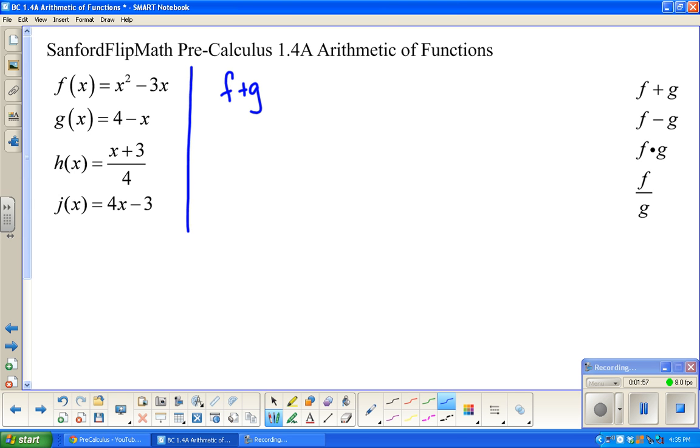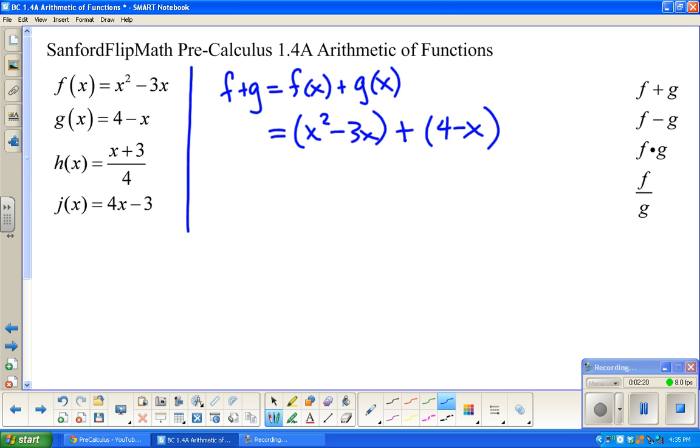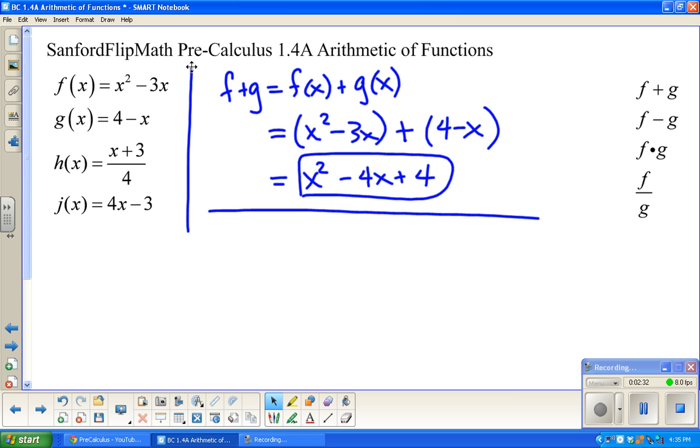So, for instance, f plus g, according to that notation from the book, is just f of x plus g of x, and you're almost never going to see me write that. All we're going to say is f of x plus g of x. That's pretty much it. Just combine like terms as we can. So x squared, minus 4x plus 4. Just a quick little word of warning.